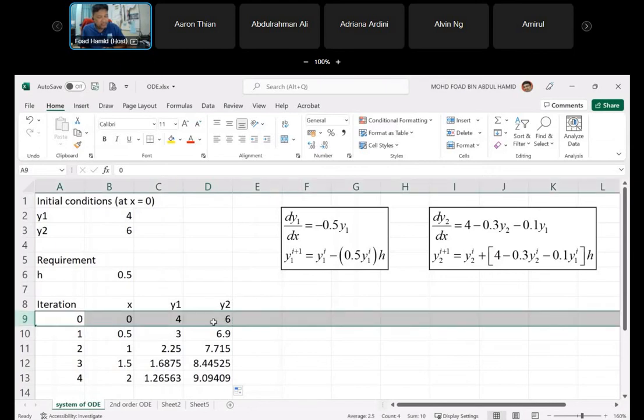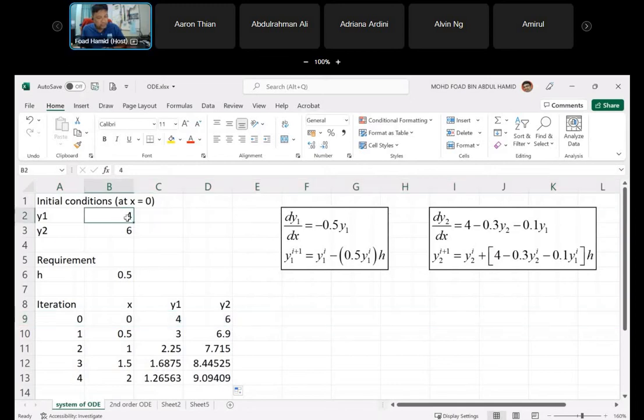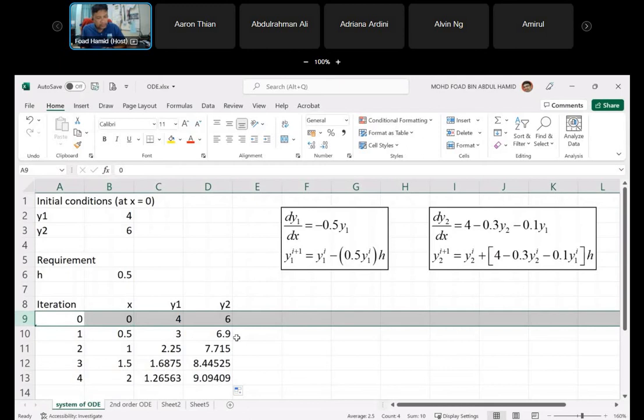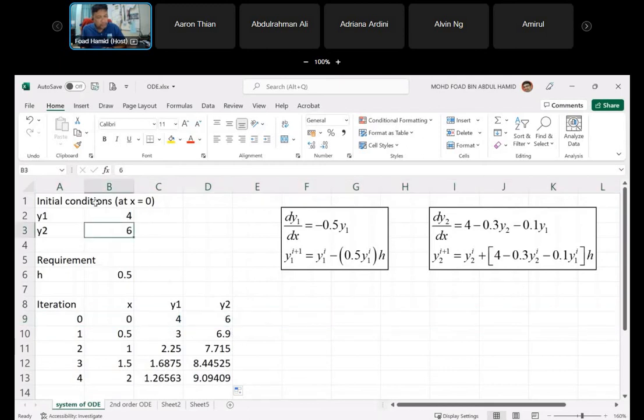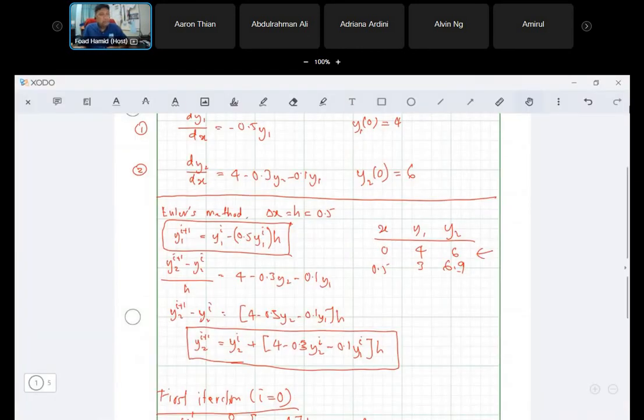So these are the initial conditions. When x0, y1 is equal to 4, this one. When x0, y2 is equal to 6, which is this one. So the initial condition is at x equal to 0, and your h is 0.5, which is delta x. X1 minus x0 is 0.5. So this one minus this one is 0.5. All right, so this is the system of ODEs, right? Straightforward.